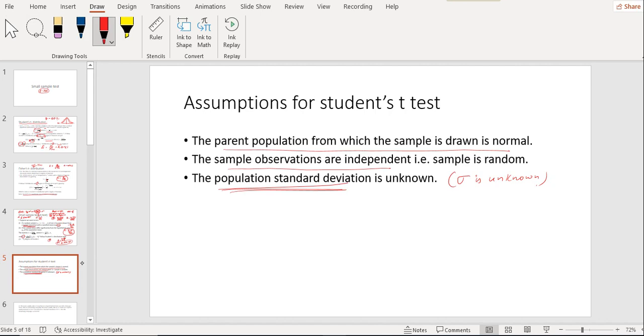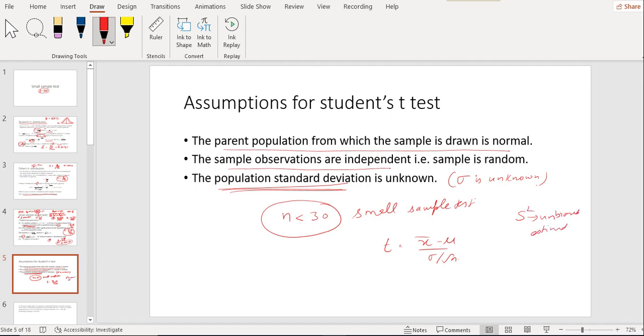Okay, so we use the small sample test when the sample size is less than 30, but another condition is that the population standard deviation should be unknown. If the population standard deviation is known, then we can simply use the formula x bar minus mu upon sigma upon square root of n, because we are using capital S as an unbiased estimator, S square as an unbiased estimator of sigma square. So if sigma is known, then we preferably use this one only.